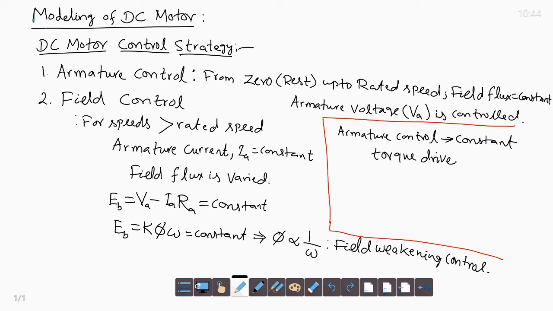And field control, as both armature voltage and current are constant, power is also constant. So it is for constant power drive. Field control gives a constant power drive. So accordingly, DC motor modeling we will discuss. One is for armature control DC motor and another one is for field control DC motor.